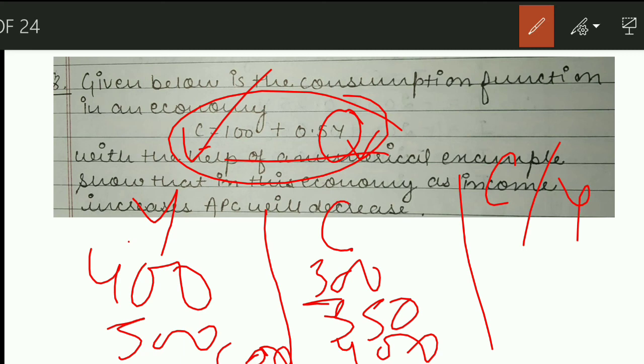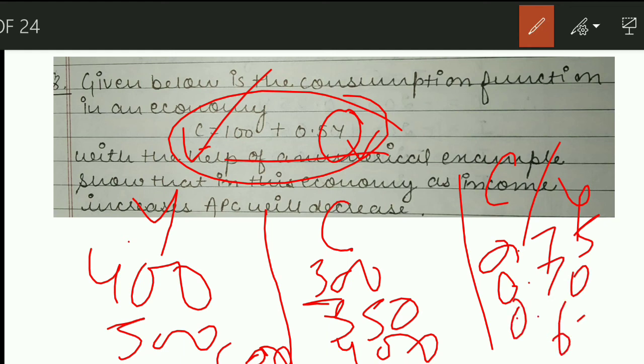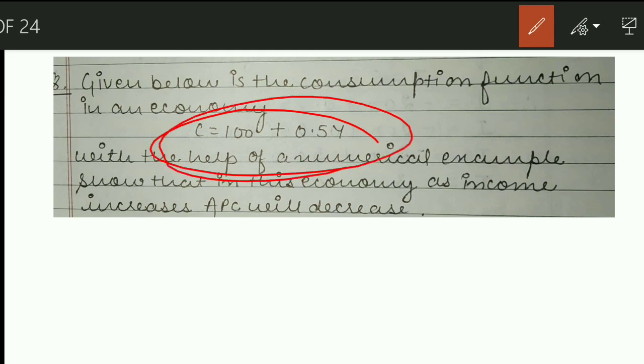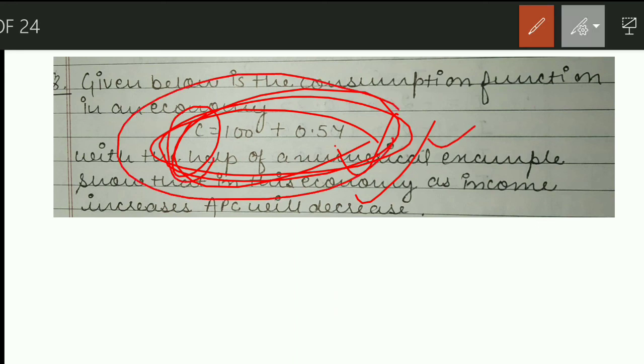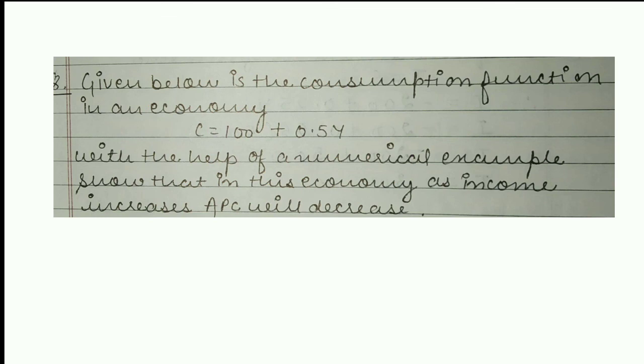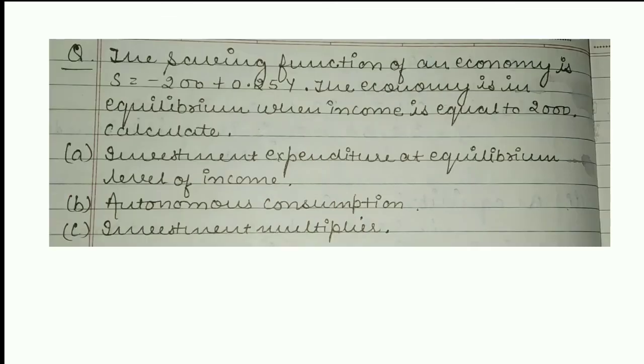And then in order to find APC, just divide total consumption by total income. So you will get 0.75 for the first level, you will get 0.70 for the second level, you will get 0.67 for the third level, right? I hope this is clear to you. I have taken various incomes and then I have put them over here, and then I found various consumption by using this equation, and finally in order to find APC, I just did total consumption upon total income.